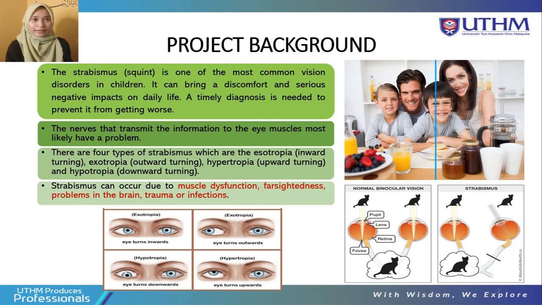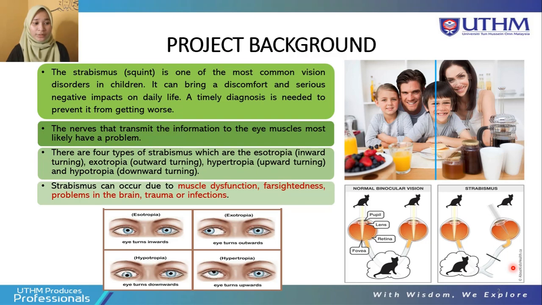Okay, so what is strabismus? It is an eye condition where the eyes do not look in the same direction due to misalignment. It is one of the most common vision disorders in children. It can bring discomfort and a serious negative impact on daily life. A timely diagnosis is needed to prevent it from getting worse. And why does this happen? It is because the nerve that transmits information to the eye muscle most likely has a problem.